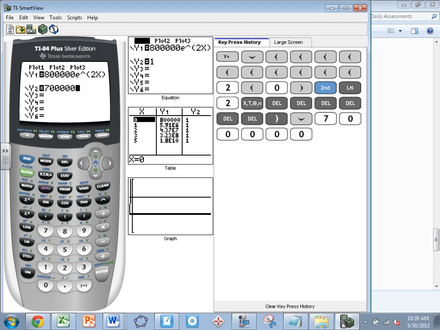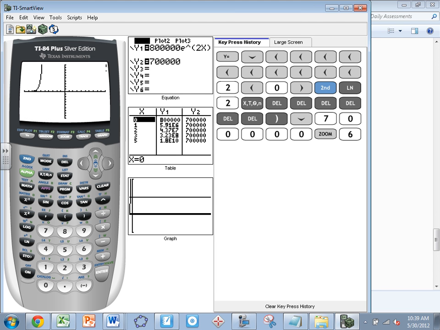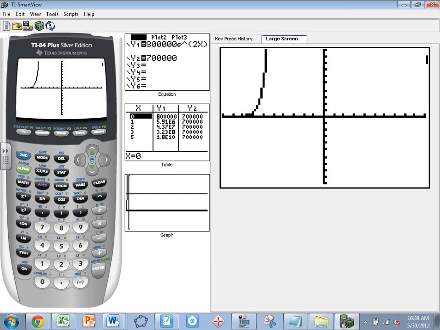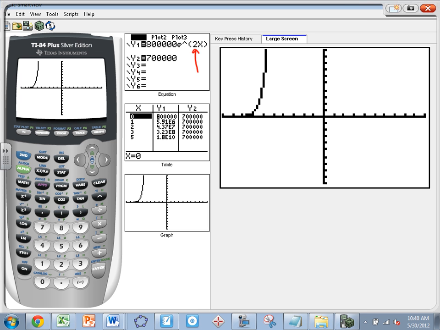Now, let's take a look at this. If I hit zoom 6, it looks like I've got some sort of exponential growth function, right? Even though I know my original function is decay. What have I plotted? I plotted 800,000 e to the 2x, which is growth, because technically if you plot this function, that's a positive value. So it's going to look like growth. This is not my real function for this problem. This is only what I'm using to find r. Remember, we're finding r right now.